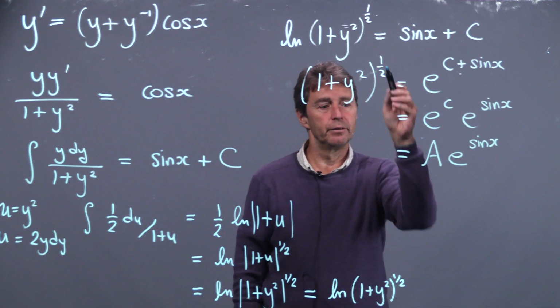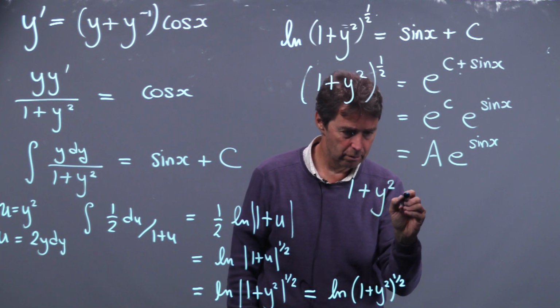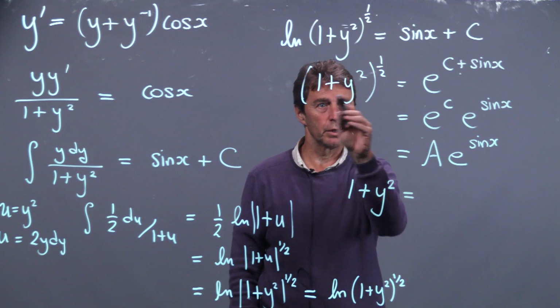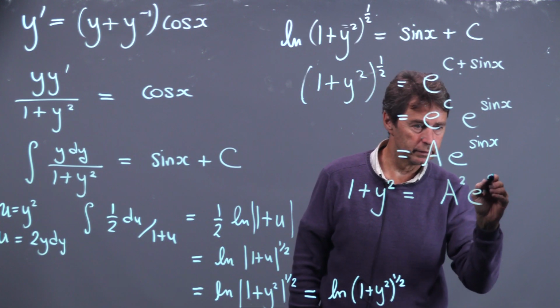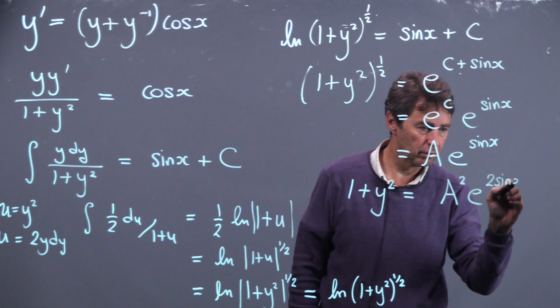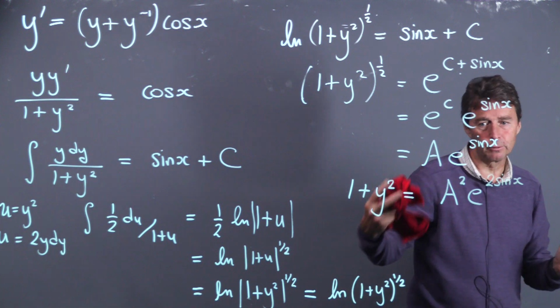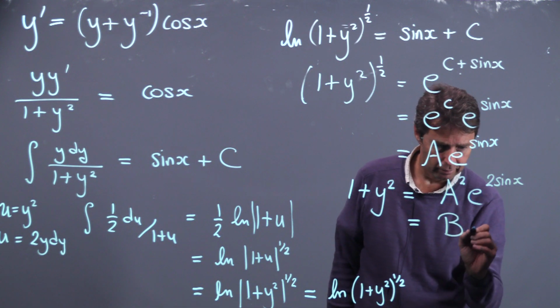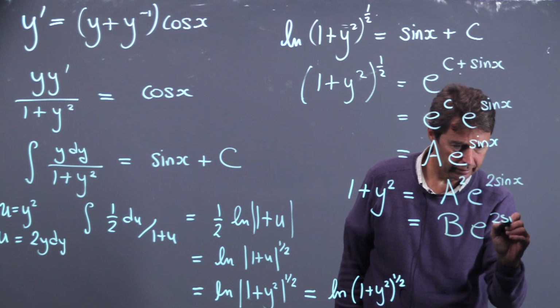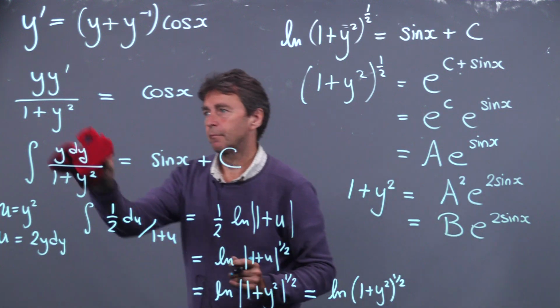Now I need to square the answer. So I get 1 plus y squared equals a squared e to the 2 sine x. A is an arbitrary number, so a squared is still an arbitrary number, so in principle I could just write that as another one, e to the 2 sine x, to save this magical ink that I'm using.